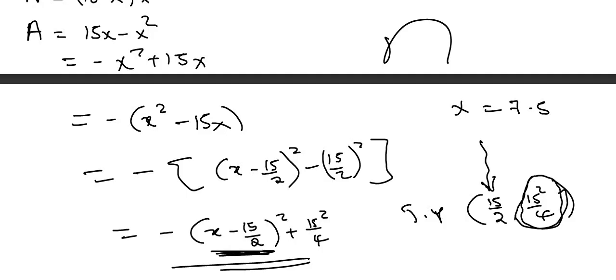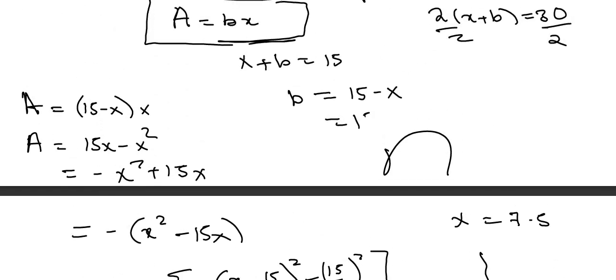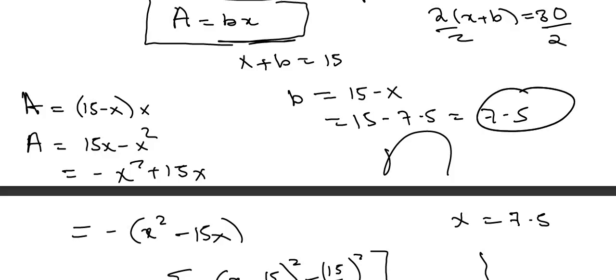Then now you can get the other guy, because you notice that x and b are going to be the same, because 15 minus 7.5 is still going to be 7.5. So you notice 7.5 plus 7.5 is 15, but the maximum is when you multiply them, which is 7.5 times 7.5.